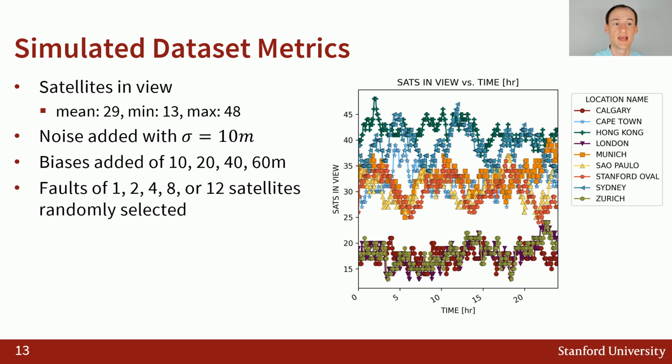We added noise of 0 mean and standard deviation of 10 meters. And then in our results, we change the size, the magnitude of the bias from 10 to 60 meters, as well as randomly selecting 1 to 12 satellites to be biased.